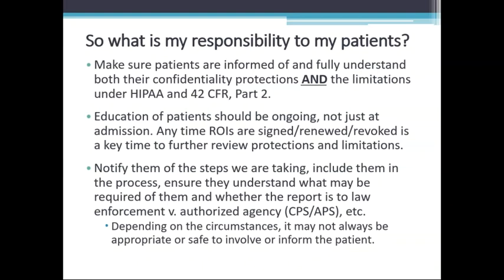And then when it's appropriate, notify patients when we are taking these different steps to make a report and include them in the process, ensuring they understand what may be required of them and what's required of us. And again, just keeping in mind whether they are the victim or the perpetrator or a past victim, you're going to have to weigh on a case-by-case basis sometimes whether it is a greater risk to the person if you involve them in the process.